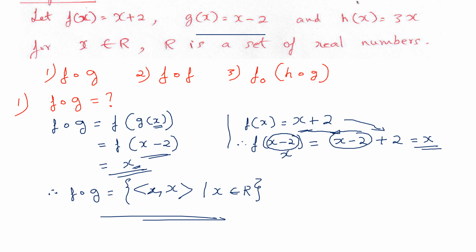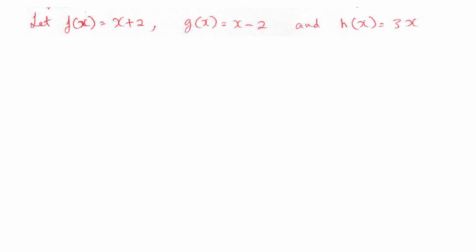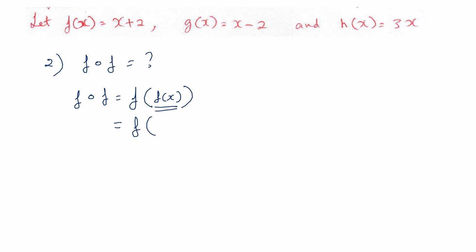In the same way, next we'll move on to F composition F. I've written the given data on every page so you don't have to go back again. The second one asked is, F composition F is how much? How to do this? Same method. F composition F is F of F of x. Now what is this f of x? F of x is x plus 2, that is given in the problem. So f of f of x is f of x plus 2.